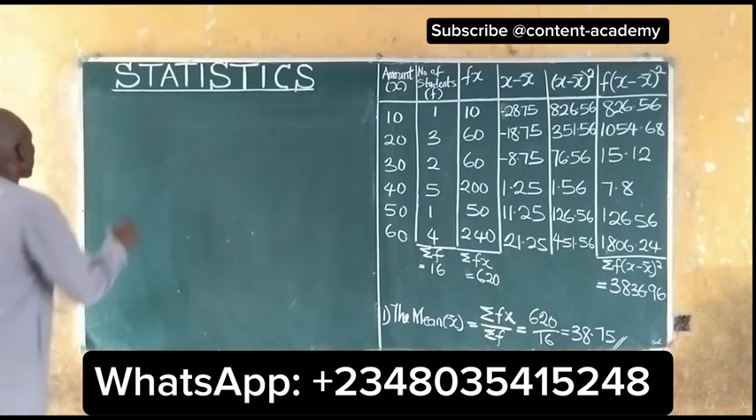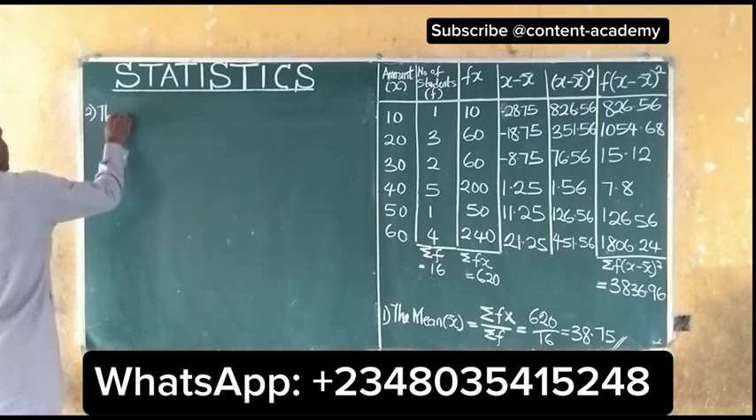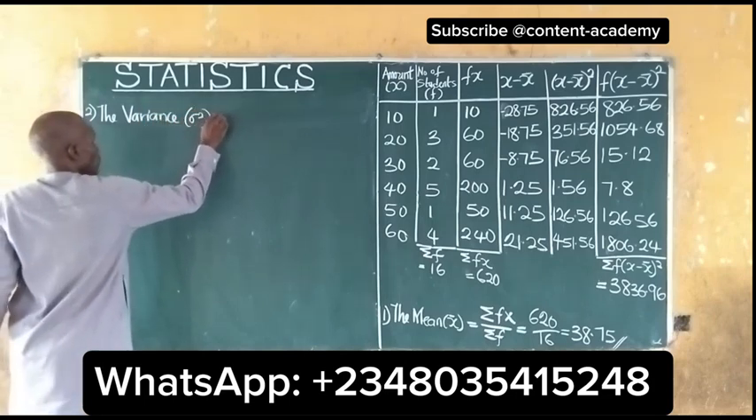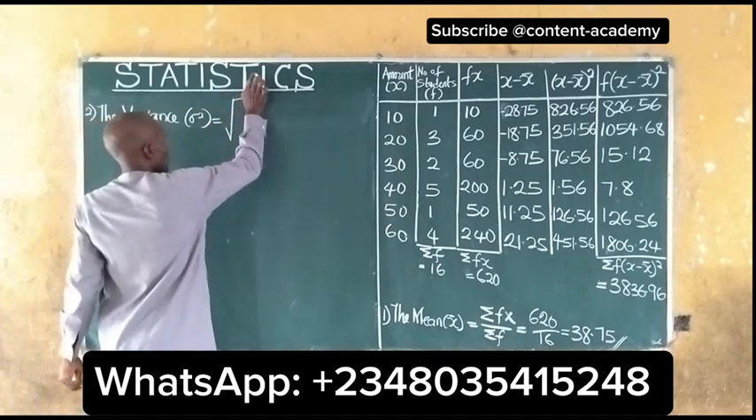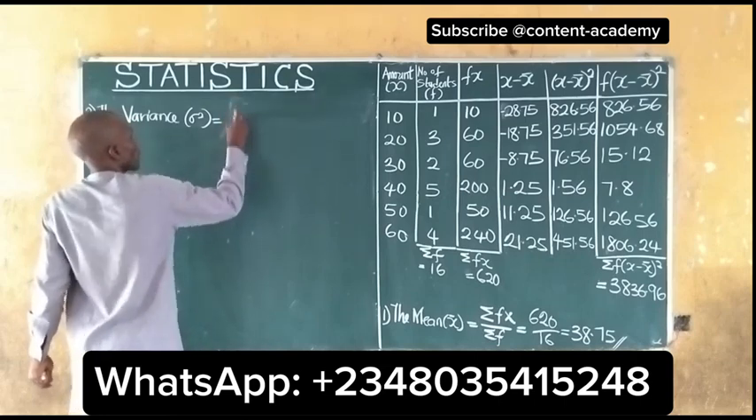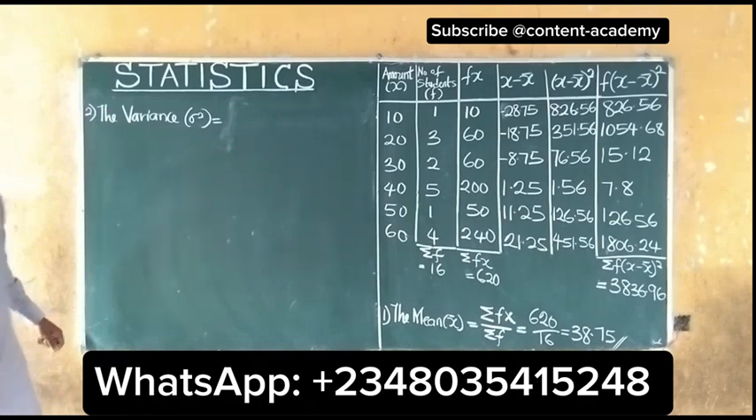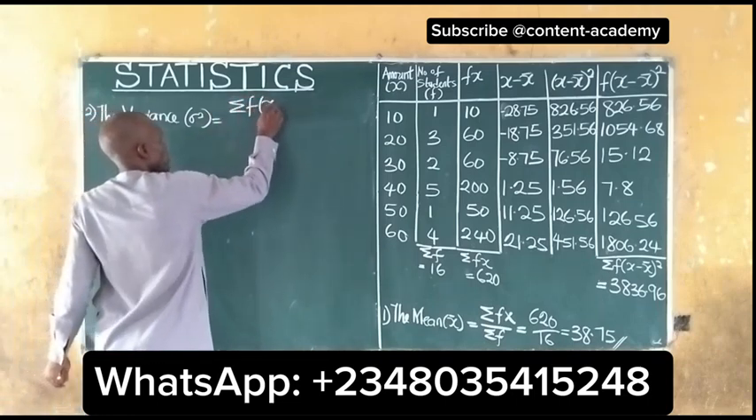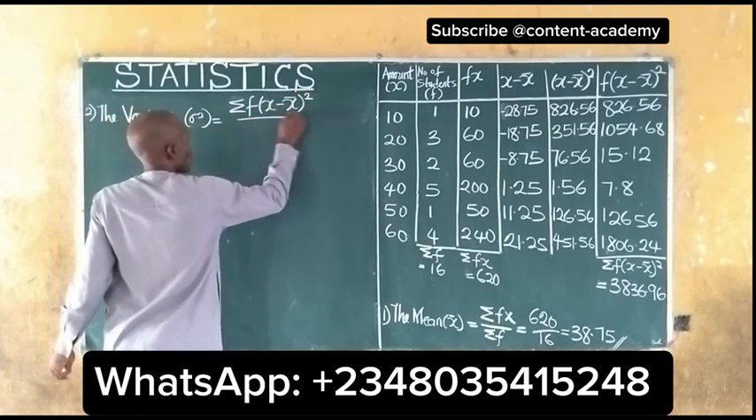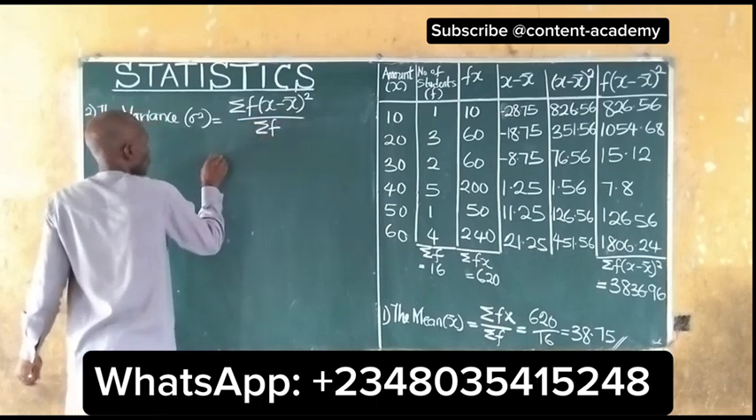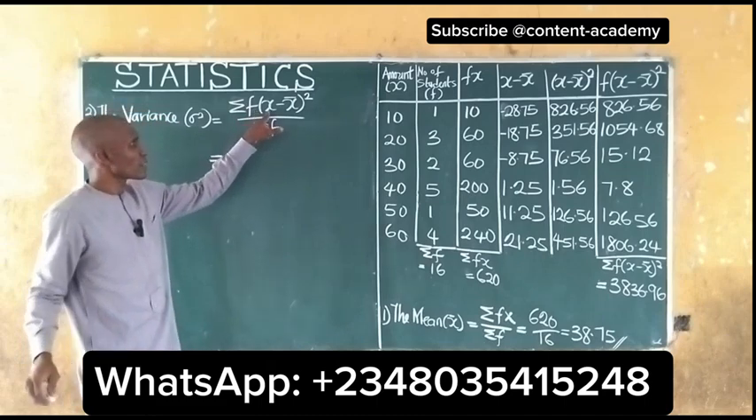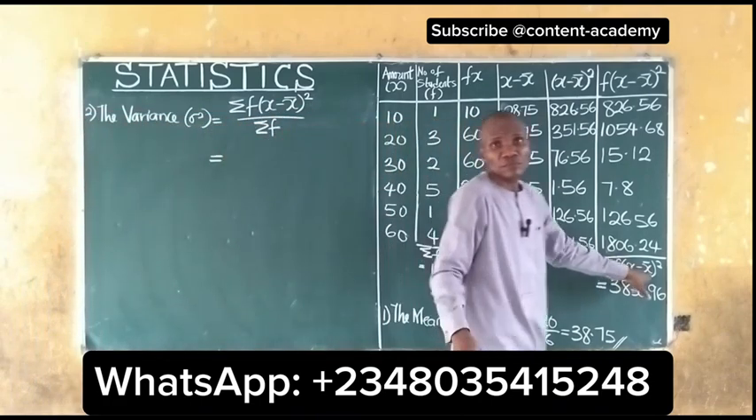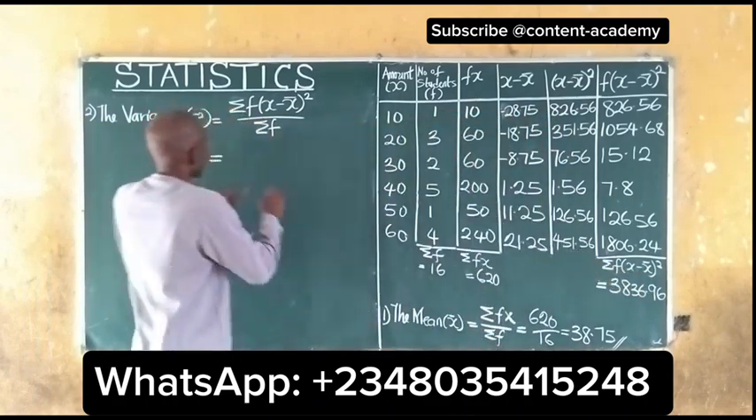Now, number 2, the variance, which is denoted as this, is equal to, as we wrote it down, summation of f of x minus x bar squared all over summation of f. So we can now write it here.